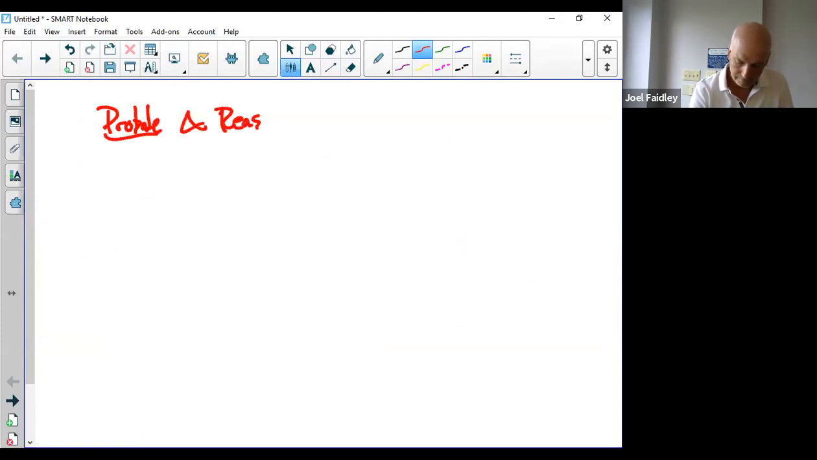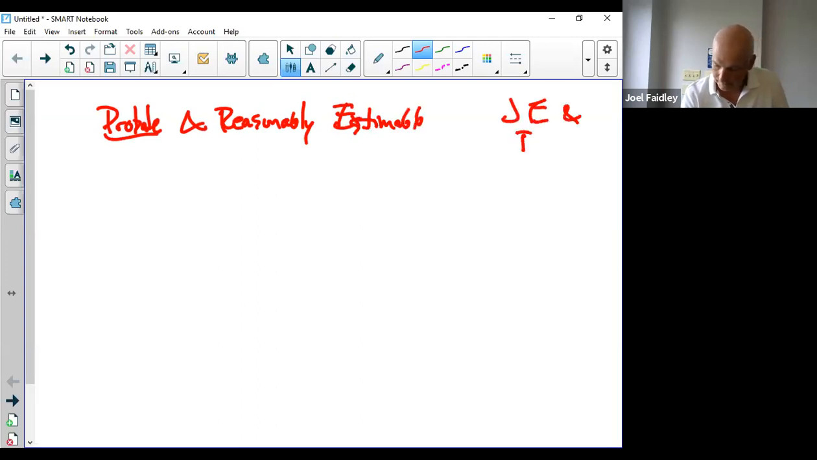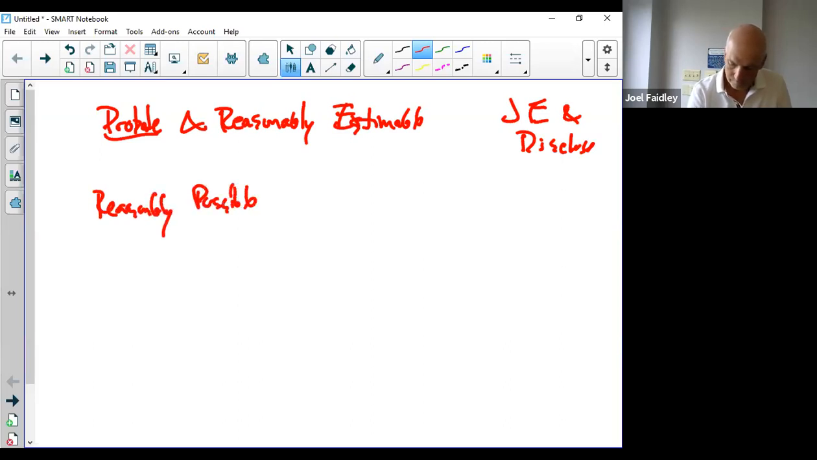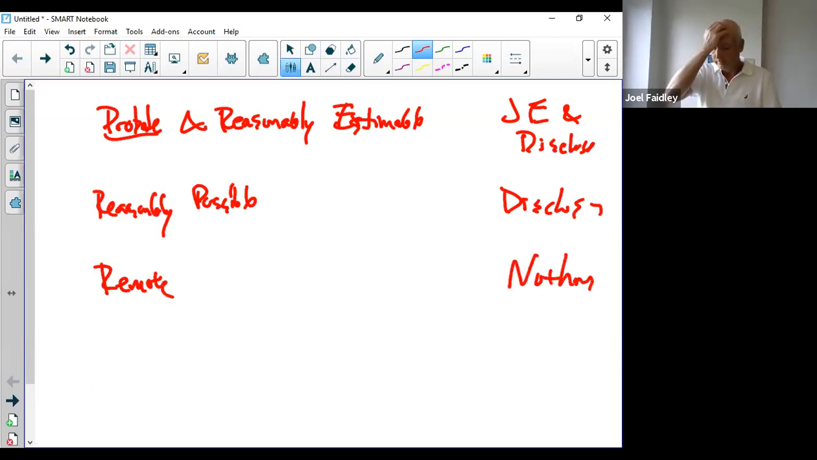And reasonably estimable, journal entry, and disclose. Reasonably possible, disclose. What about remote? Nothing. Very important. This is going to come up when you get to the Excel exercise on OPEB later.